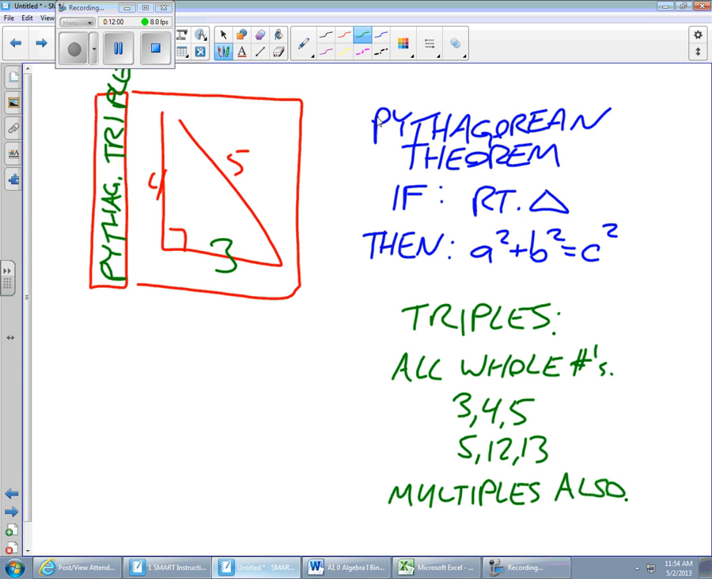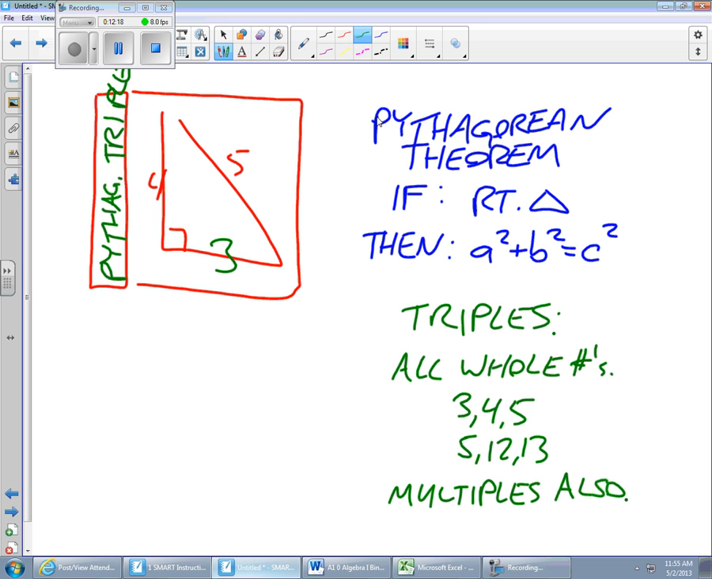So 3, 4, 5, 6, 8, 10, 9, 12, 15. Those are all multiples of the 3, 4, 5. Okay, so same thing. You could double all these values on the 5, 12, 13, get a 10, 24, 26. That's going to work also.